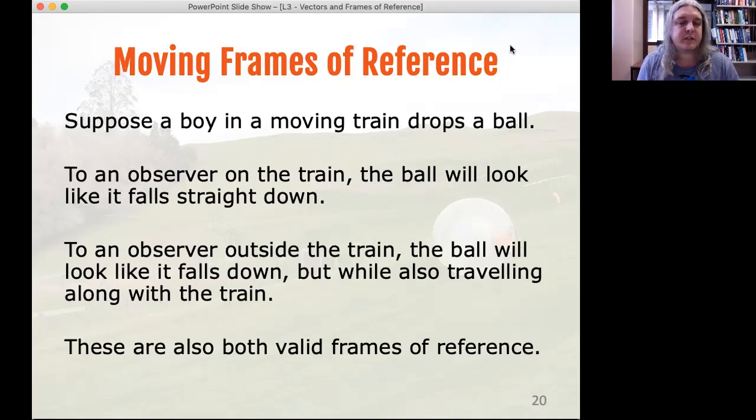We'll talk about projectile motion in a bit. You'll become very familiar with parabolas. But you can hopefully appreciate that it wouldn't look the same. And they are both perfectly valid frames of reference. They are moving relative to each other, but they're still valid.